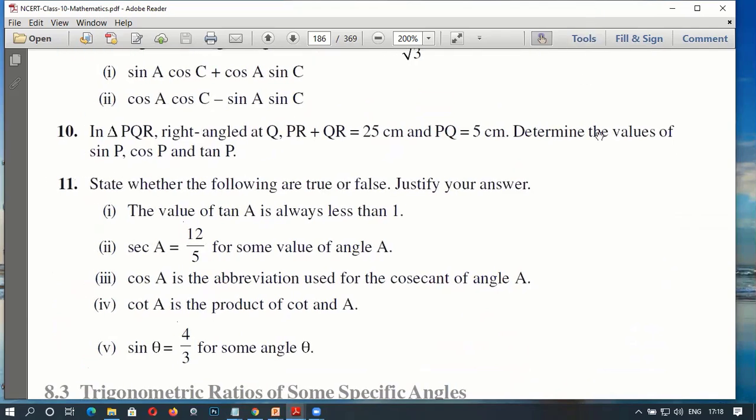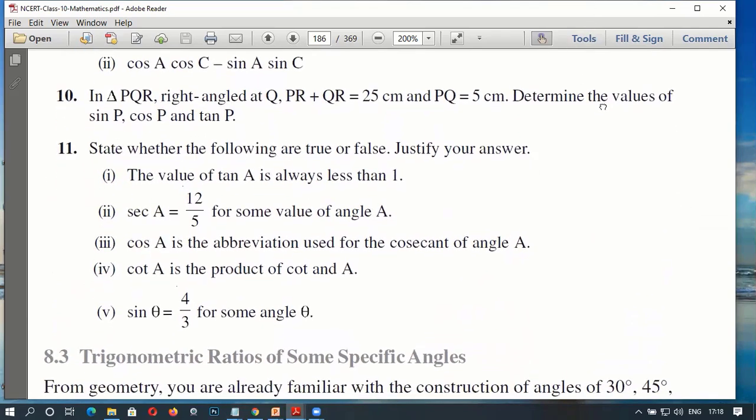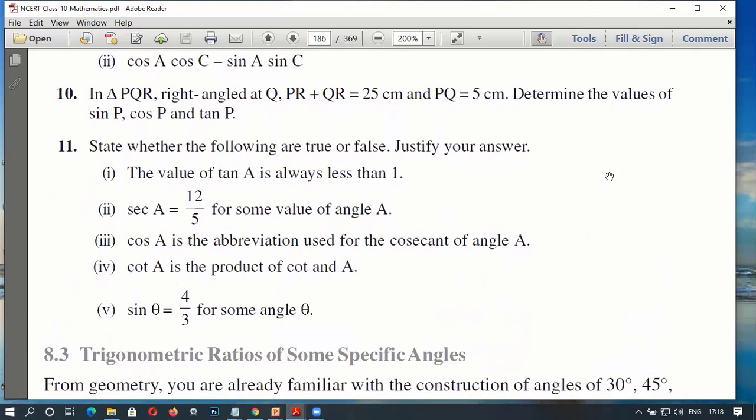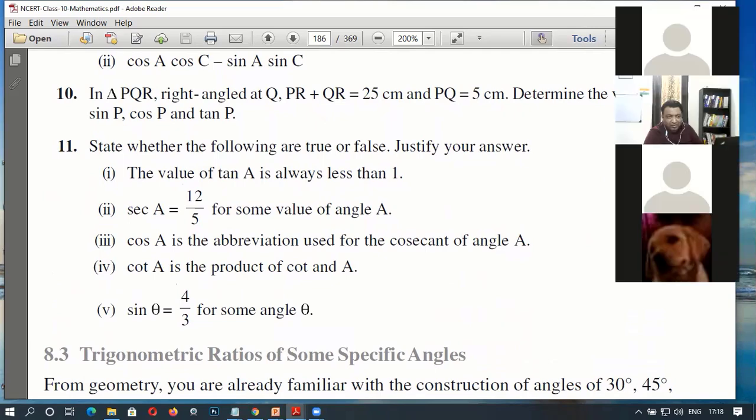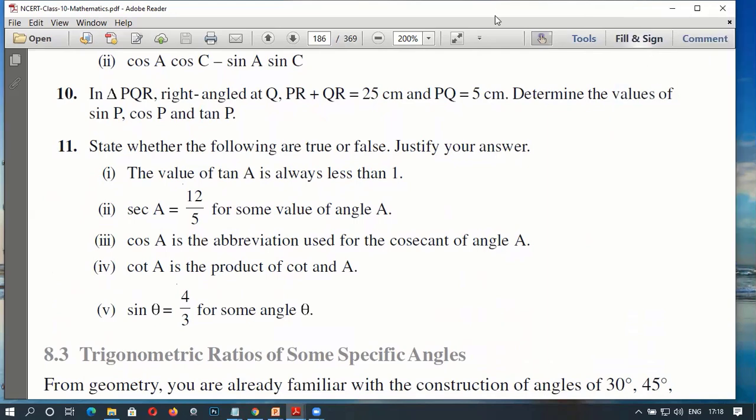Now, we did angles yesterday, right? Tell me, 11th question, true or false? I'll ask one by one to all of you. You have to give me the reason. So let's start with Asta. Asta, question number 11, part 1. True or false and why? Try it out. Guys, this is not an evaluation. We are trying to reason it out: the value of tan a is always less than 1.